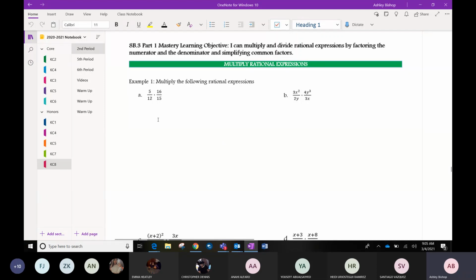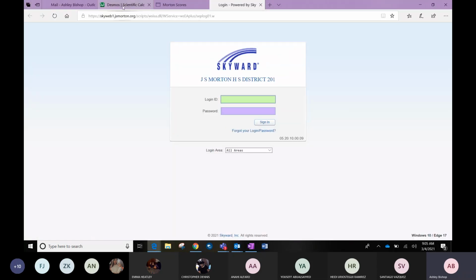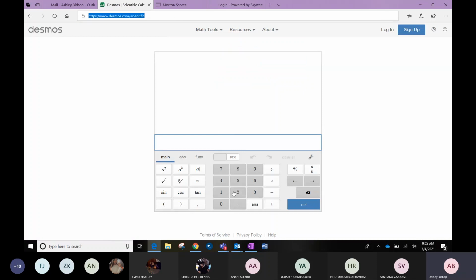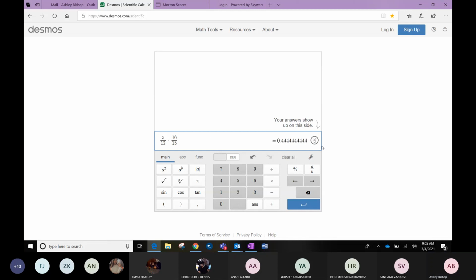So if I did 5 over 12 times 16 over 15, there's no reason why, when you are doing remote learning, that you don't put this in your calculator. And I'm fine with that. So in my calculator, I could do 5 over 12 times 16 over 15. And I want my answer to be in the form of a fraction. That would give me 4 over 9.